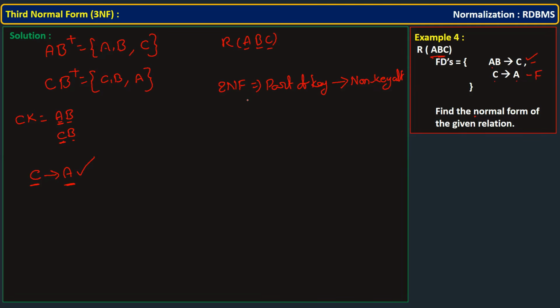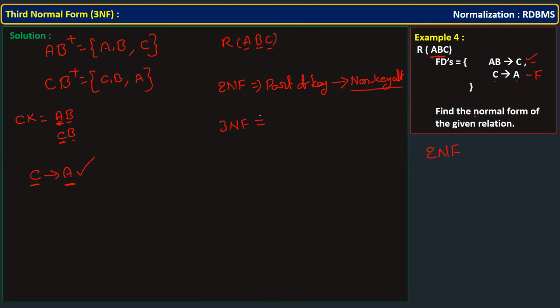So second normal form is saying that if a part of the key is deriving a non-key attribute, but here A is not a non-key attribute. A is a key attribute because it is part of one of the candidate keys. So it is already in the second normal form. So concluded. Now come to the third normal form.